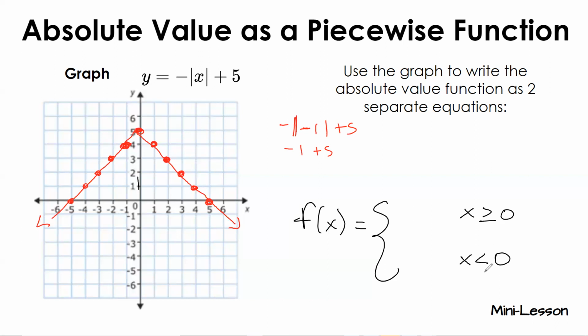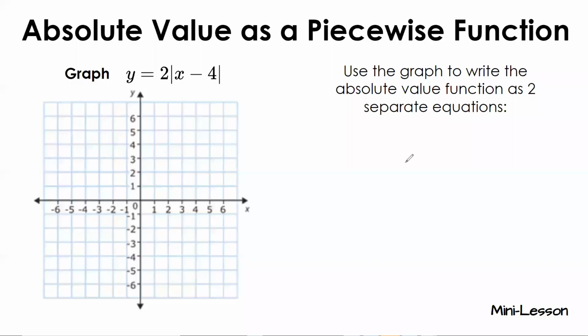Alright, so now we're gonna use our algebra 1 skills to write the equation of this line. So looking on the right hand side, what's our y-intercept on this guy? 5. And is it going down? Yes. So we're gonna have a negative slope and it's going down 1 over 1. So our equation is going to be negative x plus 5. On the other side, our y-intercept is 5, but it's going up. So it's going to be positive x plus 5. Ta-da!